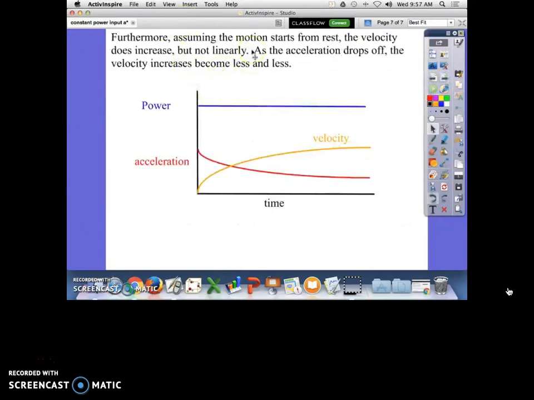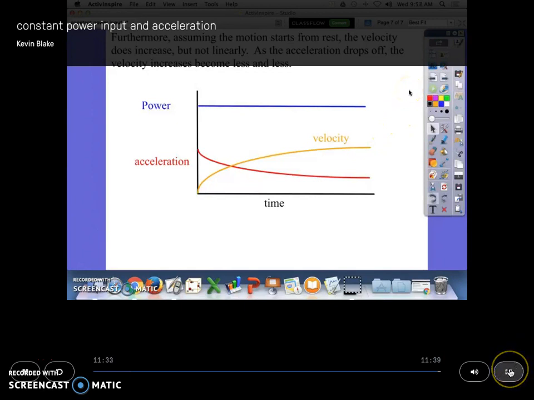Furthermore, assuming the motion starts from rest, the velocity does increase, but the velocity does not increase linearly. As the acceleration drops off, the velocity increases become less and less. So as the acceleration drops, notice the steepness of the velocity curve gets less and less steep. And so that's the sum total of it.